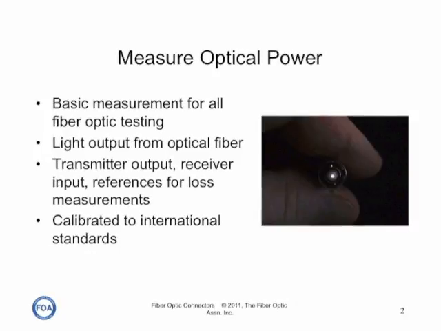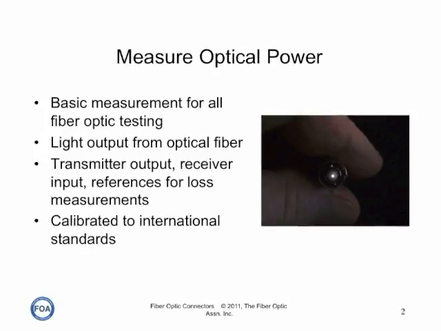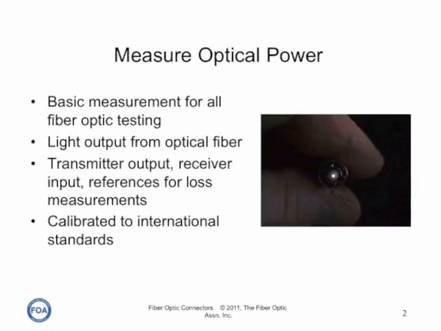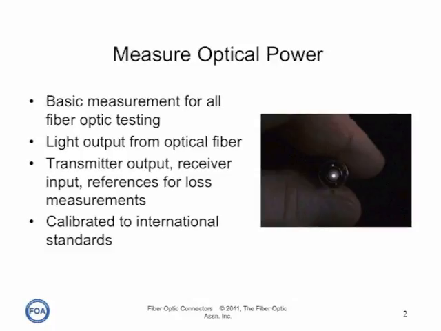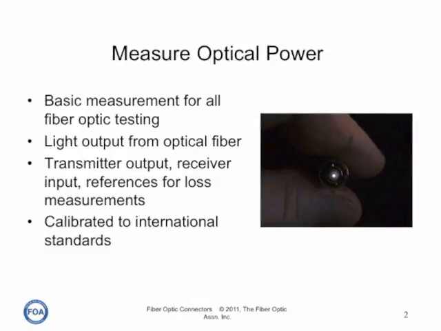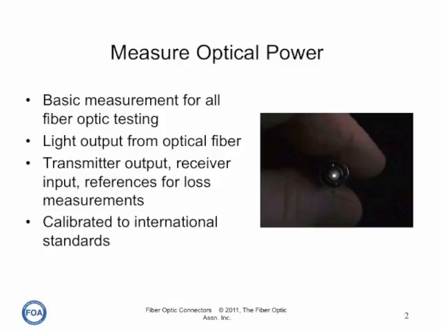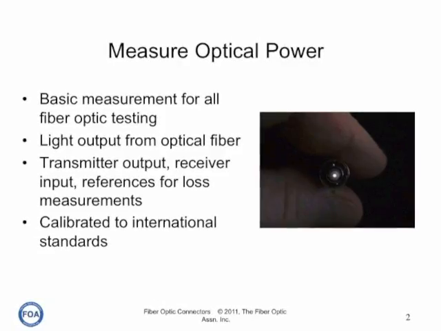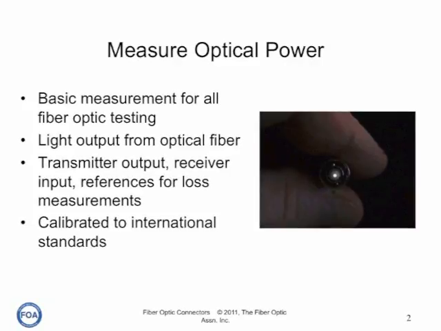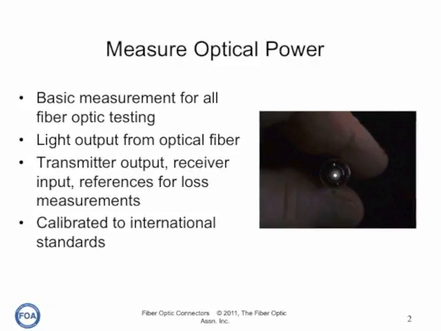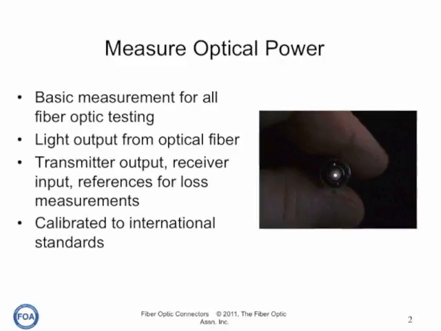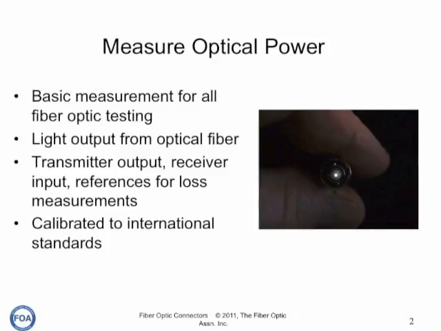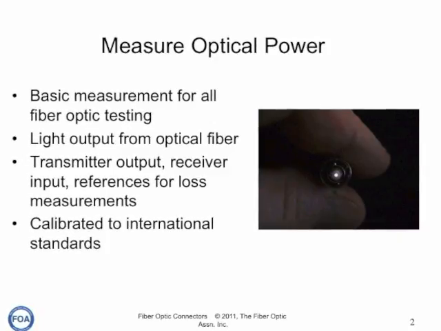Optical power is the basis of most measurements for fiber optic testing. We use it to measure the output of optical fibers so we can determine the output of transmitters or the inputs of receivers. We use it as references for measurements of optical loss. We use it for calibrating the trace on an optical time domain reflectometer. In order to allow different people making measurements in different areas in different countries to all be comparable, optical power is calibrated to international standards.